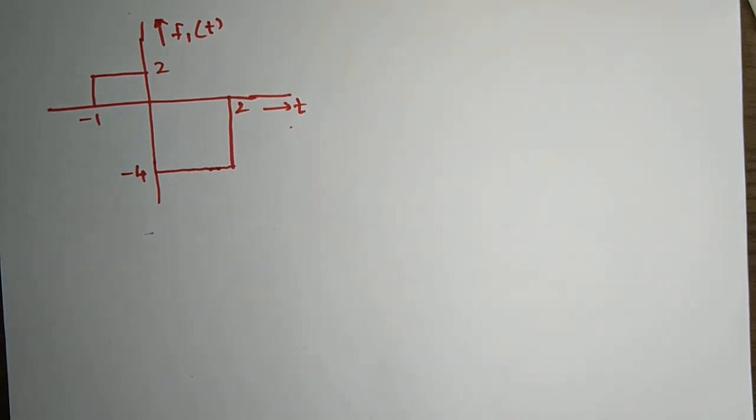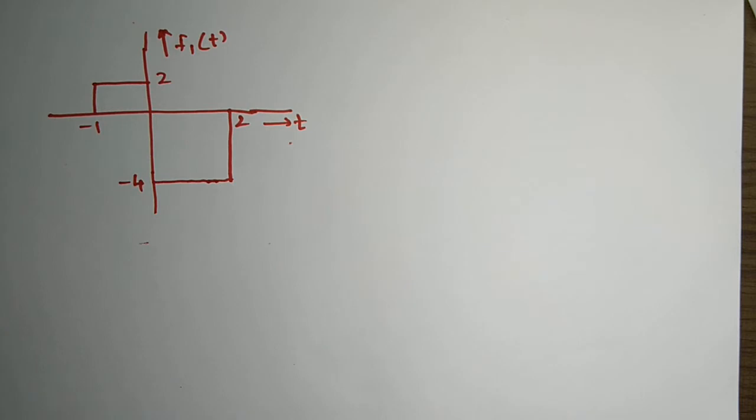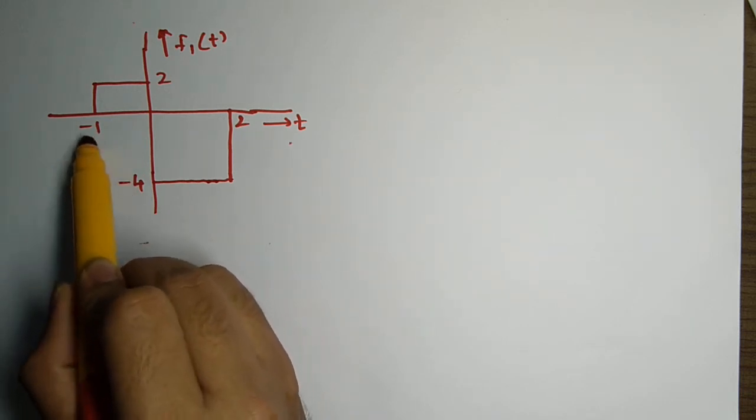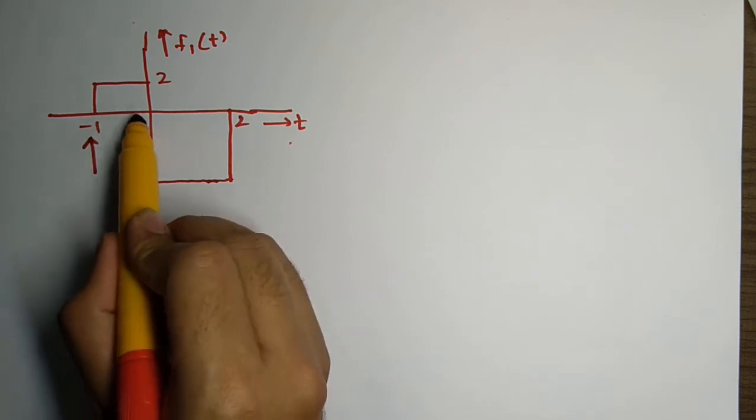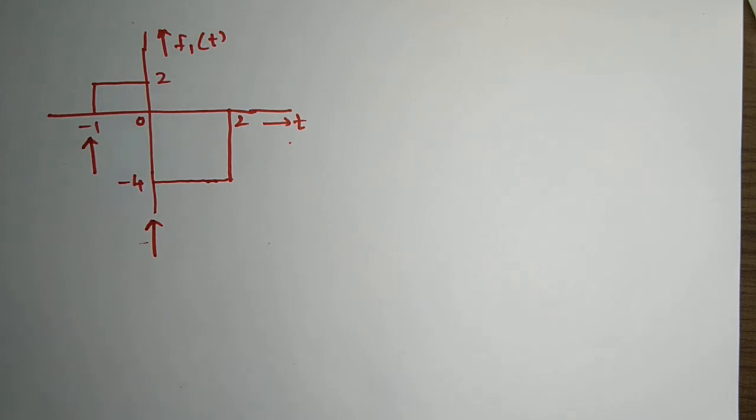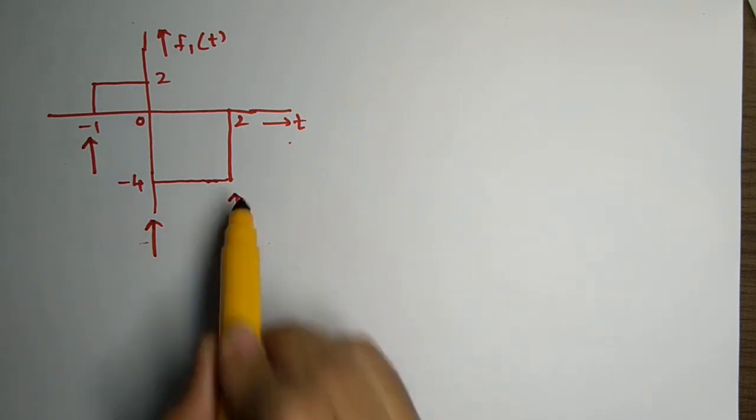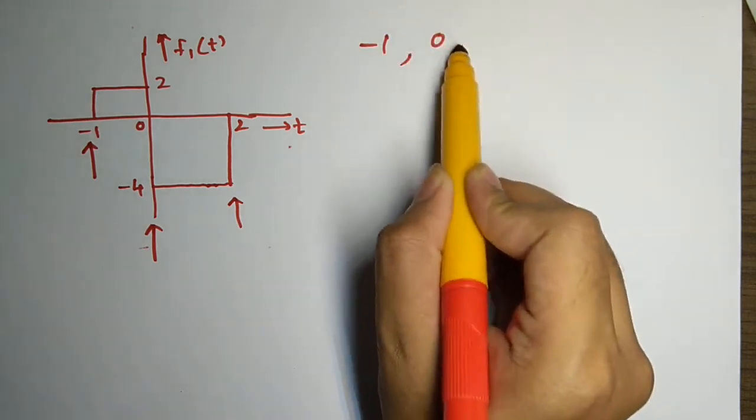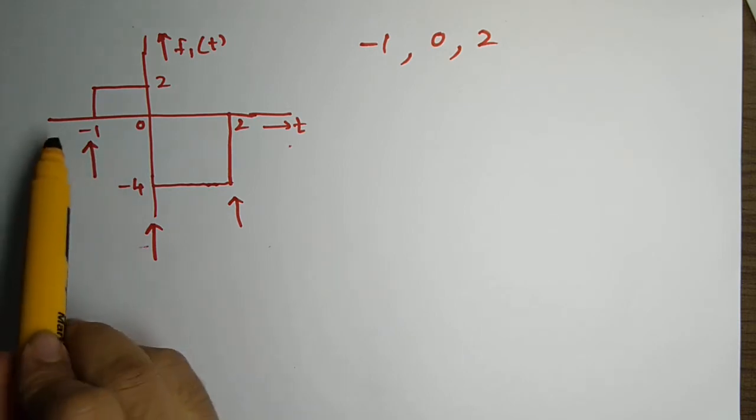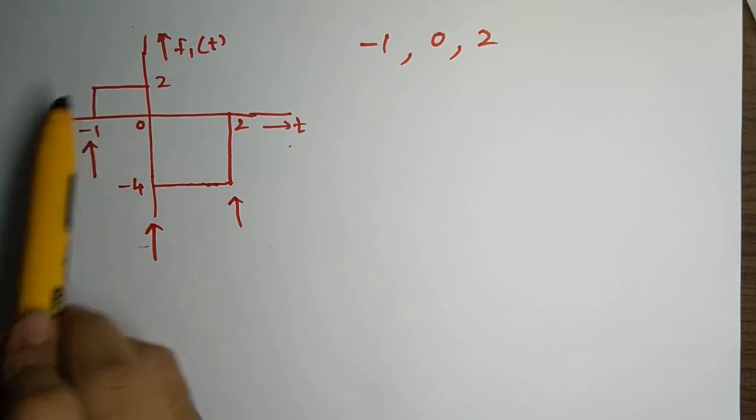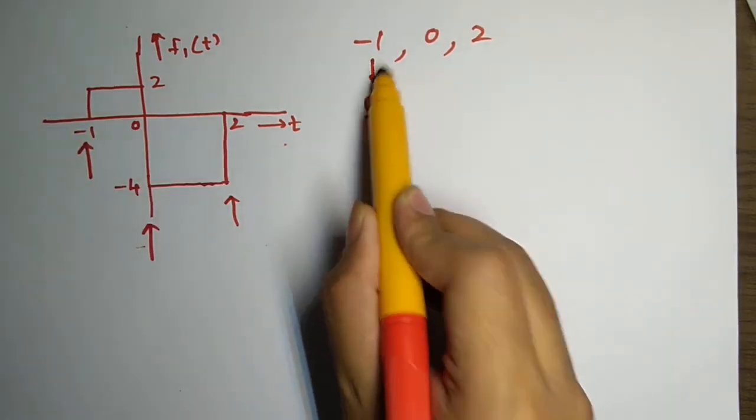Okay, so similar to what we did in the last example. Where is the jump? Which are the points where we can see the jump? We can see the jump at t equal to -1. Then we can see the jump at t equal to 0, and we can see the jump at t equal to 2. So it is t equal to -1, 0, 2. Then what are the jumps? At t equal to -1, it jumps from 0 to 2. So the jump is 2 minus 0, that is 2.